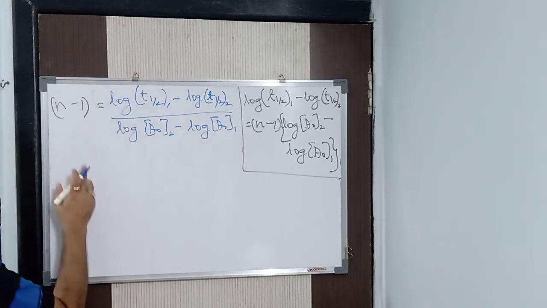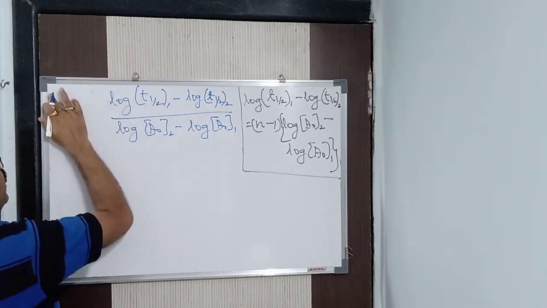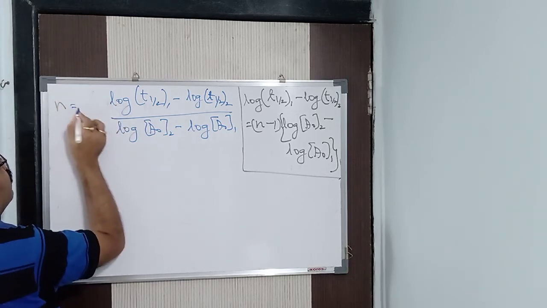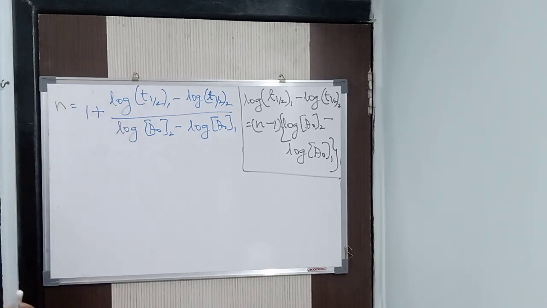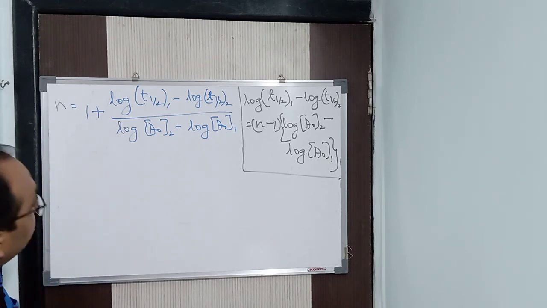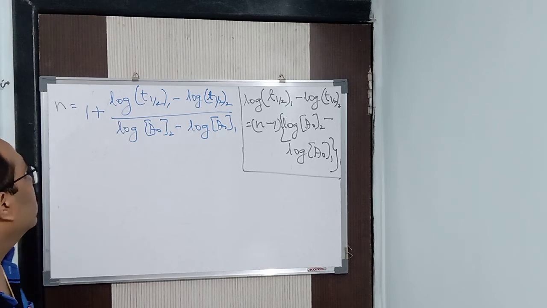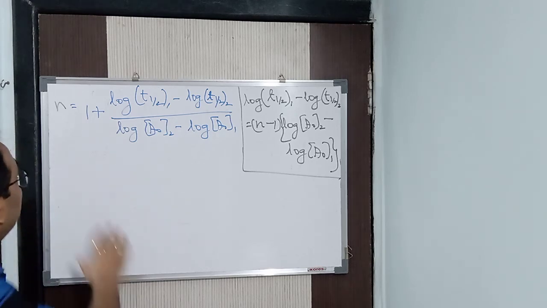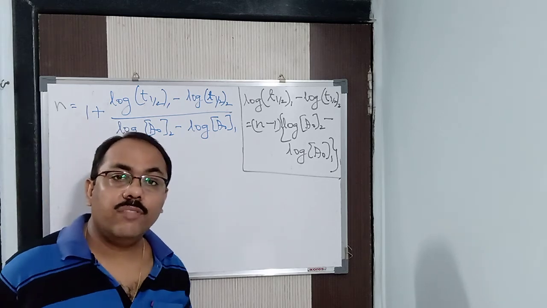This is just divided. Now, I have to find n. I need to find n only. Then this plus 1 will go to this side. So it is 1 plus, this is the formula, I got it: n equals 1 plus log t half 1 minus log t half 2 by log a naught 2 minus log a naught 1. This is the formula. N stands for the order of the reaction.